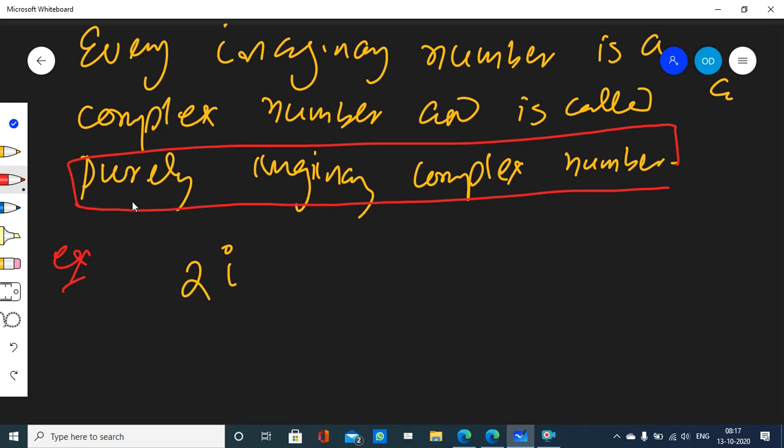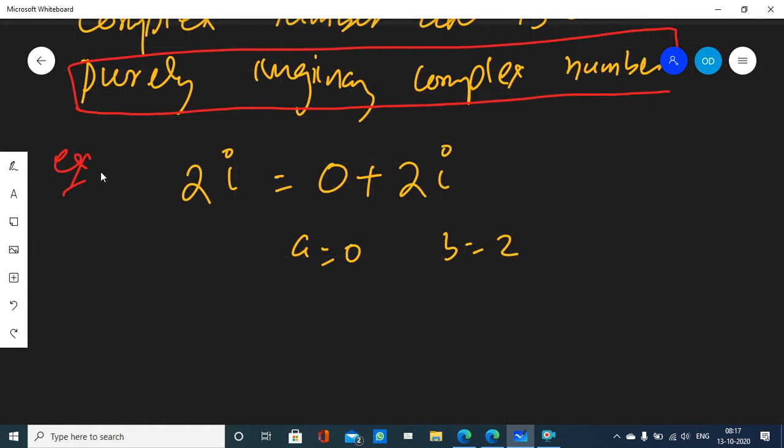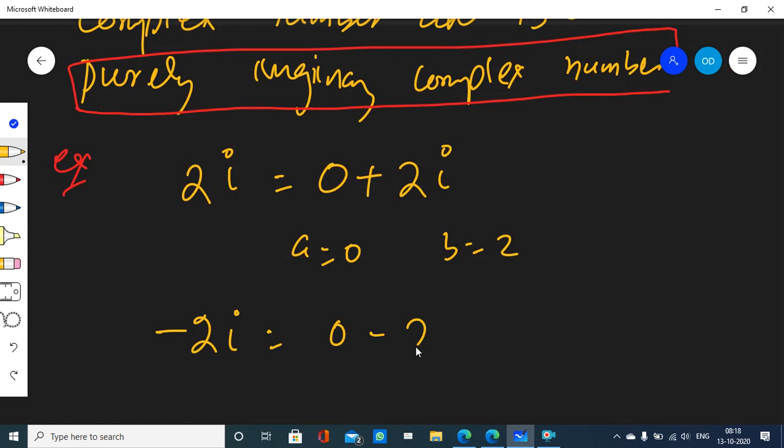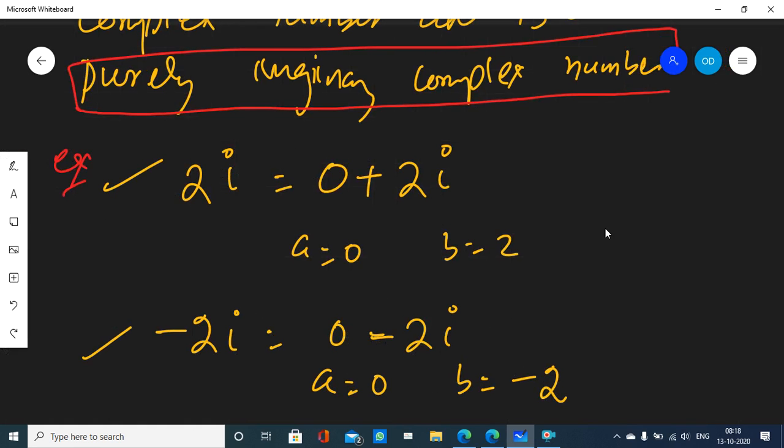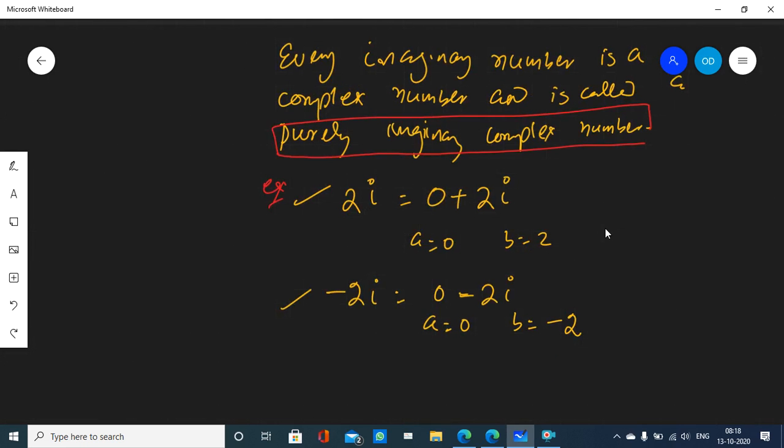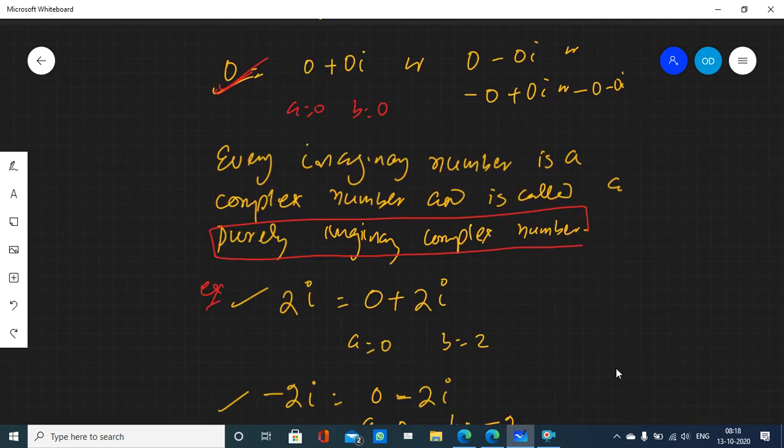So this 2i here is a purely imaginary complex number, because I can write it as 0 plus 2i, where a is 0 and b is 2. So as you can see clearly, it is in standard form. So 2i is a complex number, and it is called a purely imaginary complex number. Minus 2i, 0 minus 2i, right? Here a is your 0 and b is what? Minus 2, right? It is a standard form. So every imaginary number is a purely imaginary complex number. Clear on this, guys? Yes, sir. Okay.